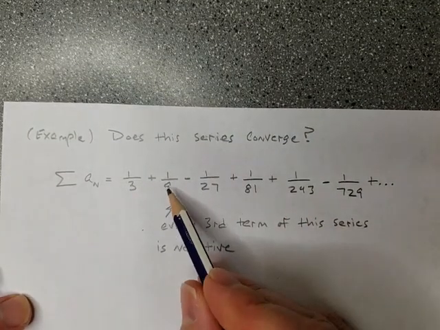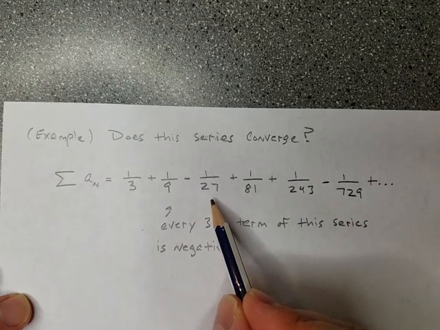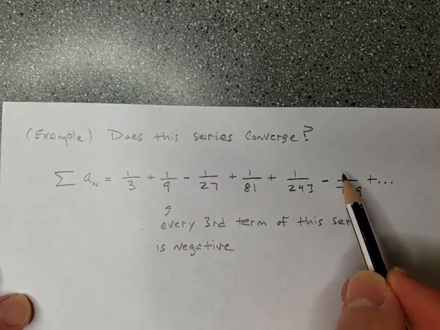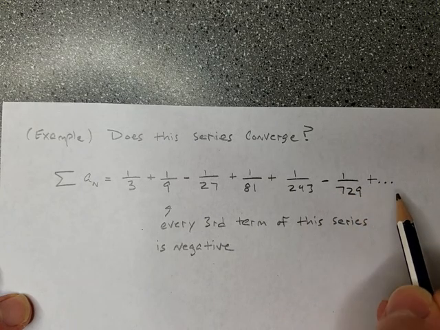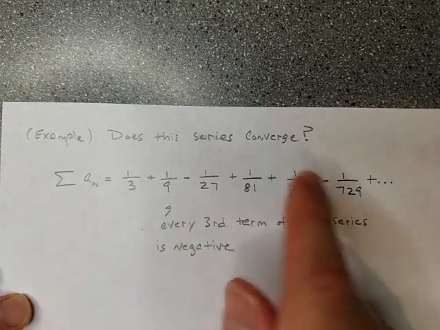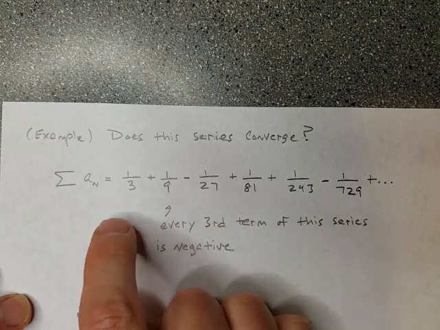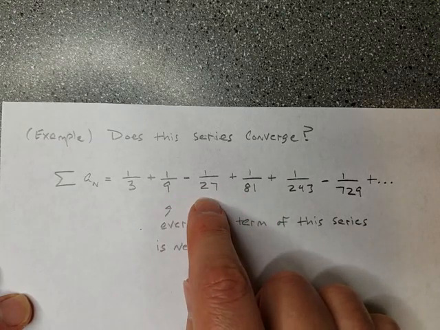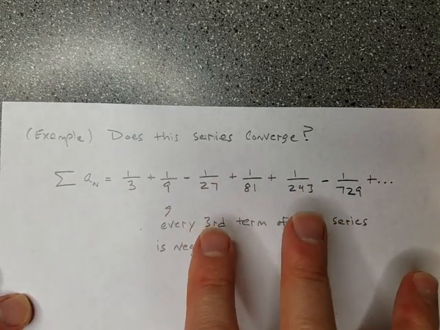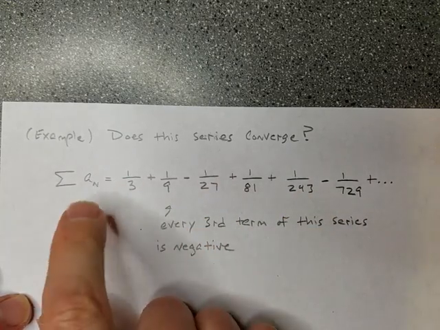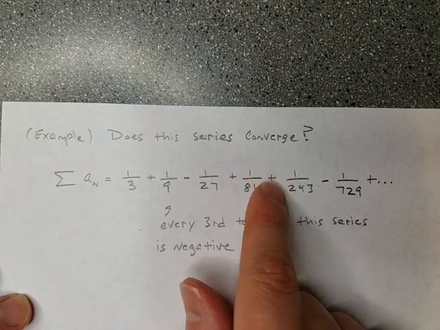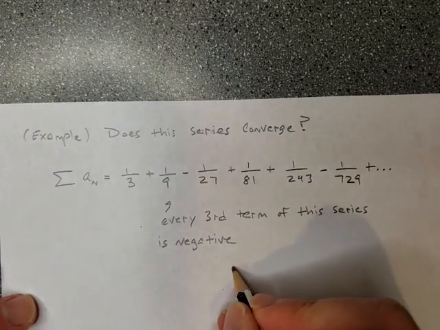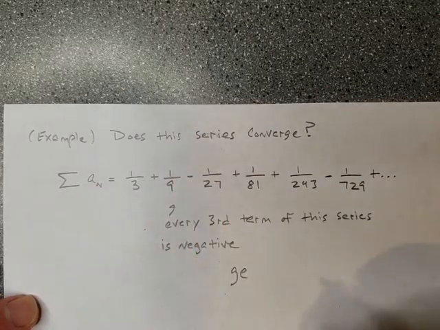A third plus a ninth minus 1 over 27 plus 1 over 81 plus 1 over 243 minus 1 over 729 plus. The pattern is that these numbers are powers of 3. 3 to the first power, 3 to the second power, 3 to the third power. That's the pattern as far as the numbers go. The signs have a pattern. Plus, plus, minus, plus, plus, minus. Every third term is negative. Let's see, how would we figure out if this series converges?